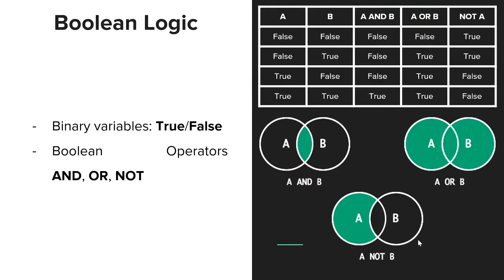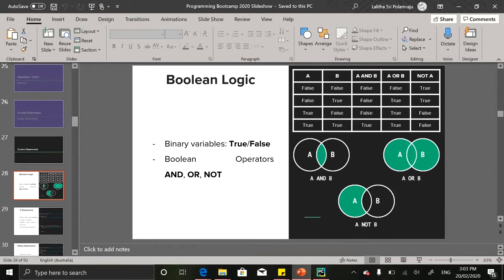Along with binary variables, we have some things called Boolean operators, and these are things that we use with binary variables. So we have and, or, and not. If we look at the Venn diagrams on the right, A and B encompasses everything that is in common with A and B. A or B is pretty much everything that A and B have, including everything in common. And A not B is everything that A has that B doesn't have. So let's look at that in action as well.